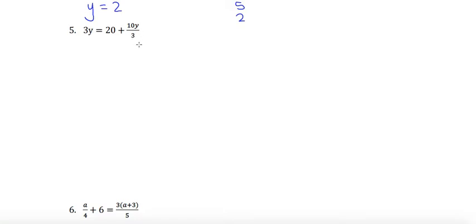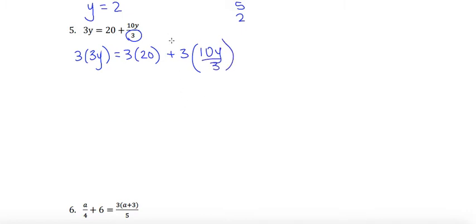When we're looking at eliminating our fractions, we have to make sure that we balance our equations. So whatever we do to one term, we have to do to all the other ones when we're eliminating fractions. So the 3 is our denominator. So we're going to multiply every single term by 3. So we're going to have 3 times 3y. We're going to have 3 times 20. And we're going to have 3 times 10y over 3. So the 3 divided by the 3 will cancel each other out because 3 divided by 3 gives us 1. So we're just left with that 10y.